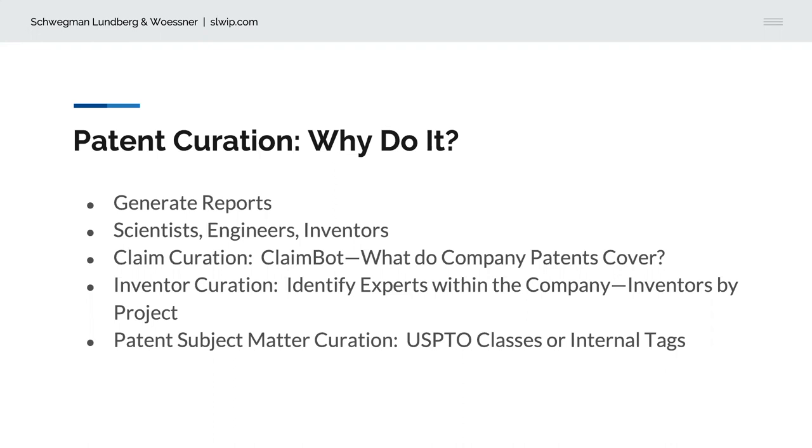Patent subject matter curation, it's possible here to use USPTO classes or internal tags. These types of reports are not likely to go to upper management, the very highest management, but they may go to the business unit managers, and they will certainly go to the active members of the working groups, the people who are actually making products and services for the company. Next slide.